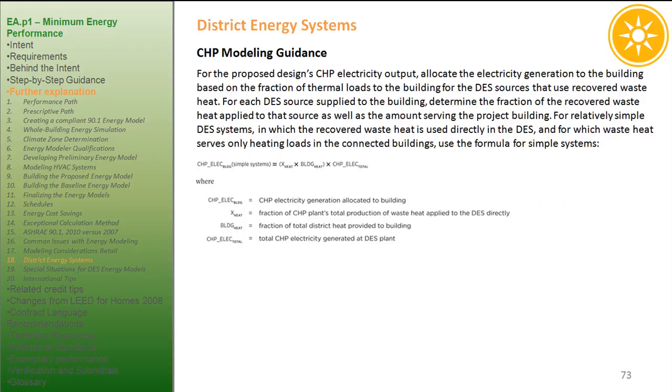For the proposed design CHP electricity output, allocate the electricity generation to the building based on the fraction of thermal loads to the building for the district sources that use recovered waste heat. For each district source supplied to the building, determine the fraction of the recovered waste heat applied to that source as well as the amount serving the project building. For relatively simple district systems, in which the recovered waste heat is used directly in the district, and for which waste heat serves only heating loads in the connected buildings, use the formula for simple systems.